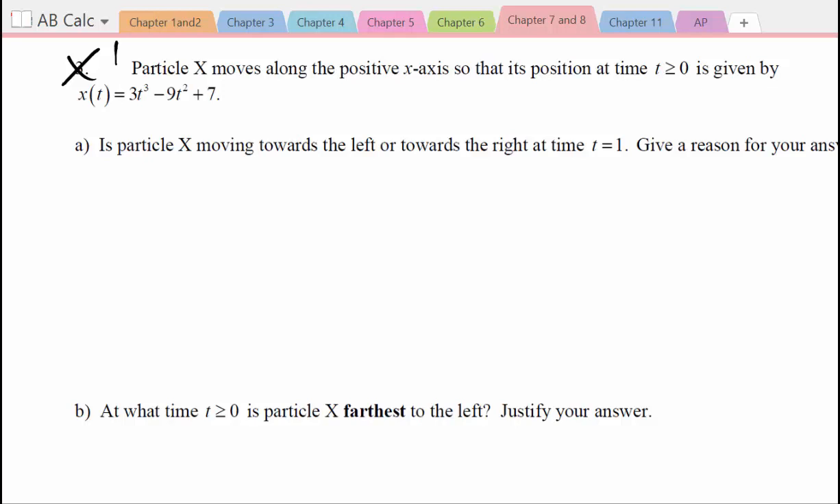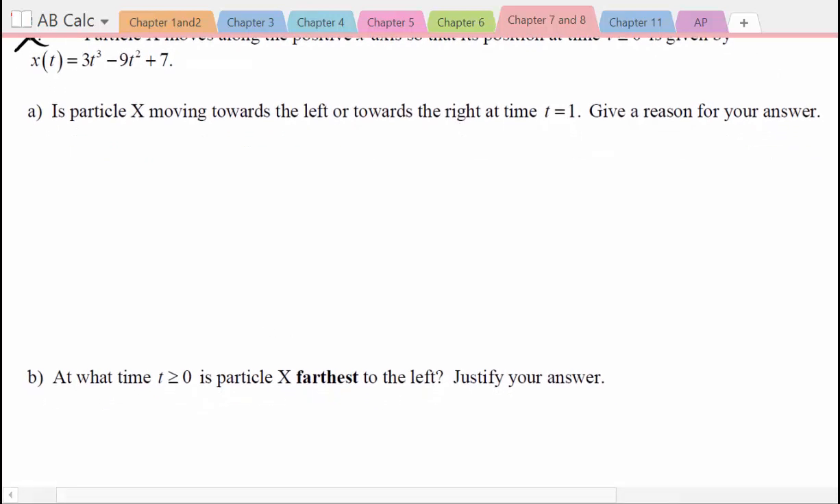Problem number 1. The particle moves along the x-axis so that its position at time t, where t is greater than 0, is given by this function. Part A. Is particle x moving towards the left or towards the right at time t equals 1? Give a reason for your answer.